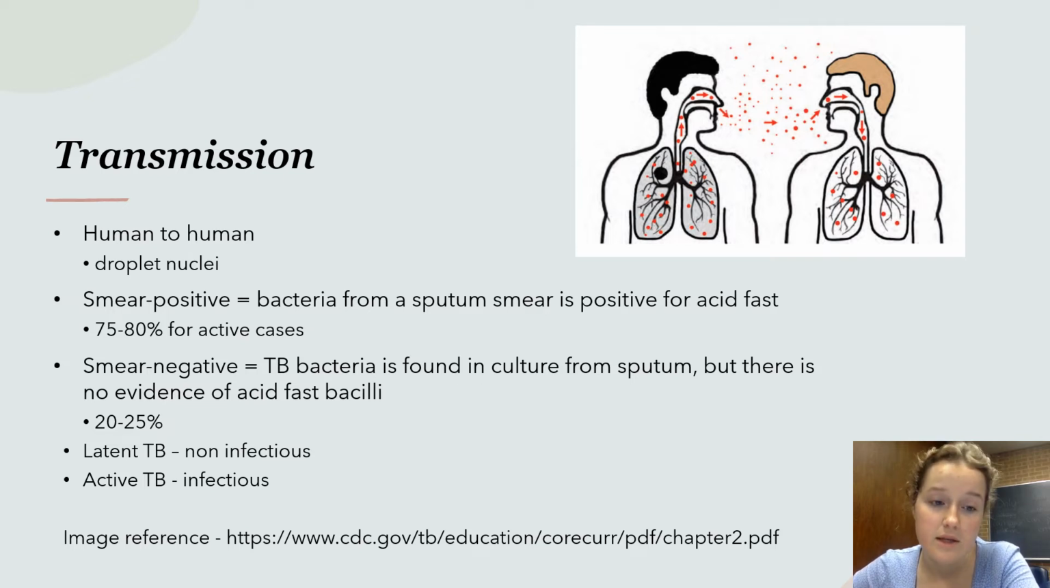Now, if you have latent TB, that means that you are not contagious. So you do not release anything when you spit or when you release airborne particles. But if you have active TB, then you are contagious. And the way to tell if you have active TB is by doing a sputum sample. And if you are smear positive, that means that the bacteria from your sample are acid fast. And this accounts for 75 to 80% of all active cases. They are usually smear positive. And there's a much lesser percentage of smear negative, which means that in your sample, the bacteria are not acid fast.